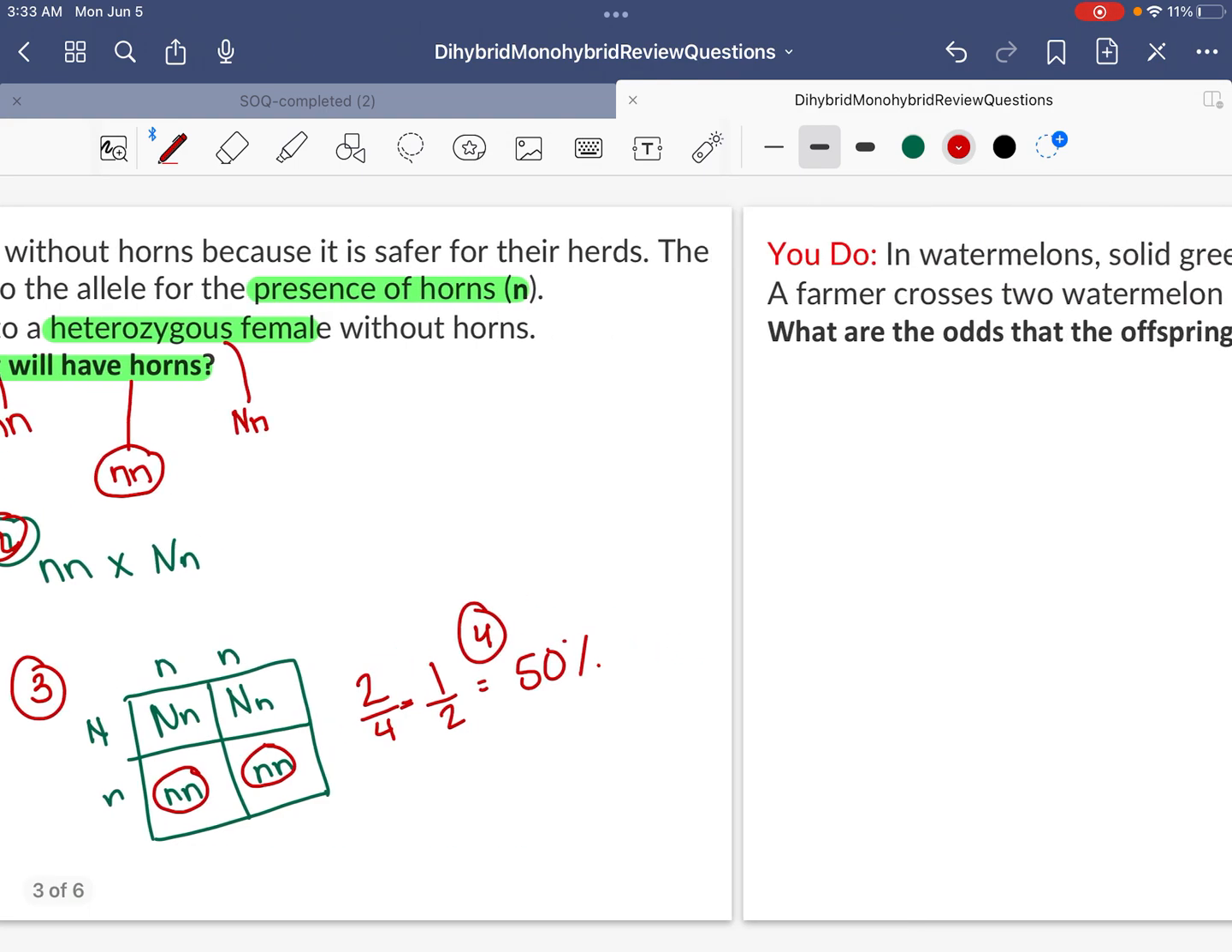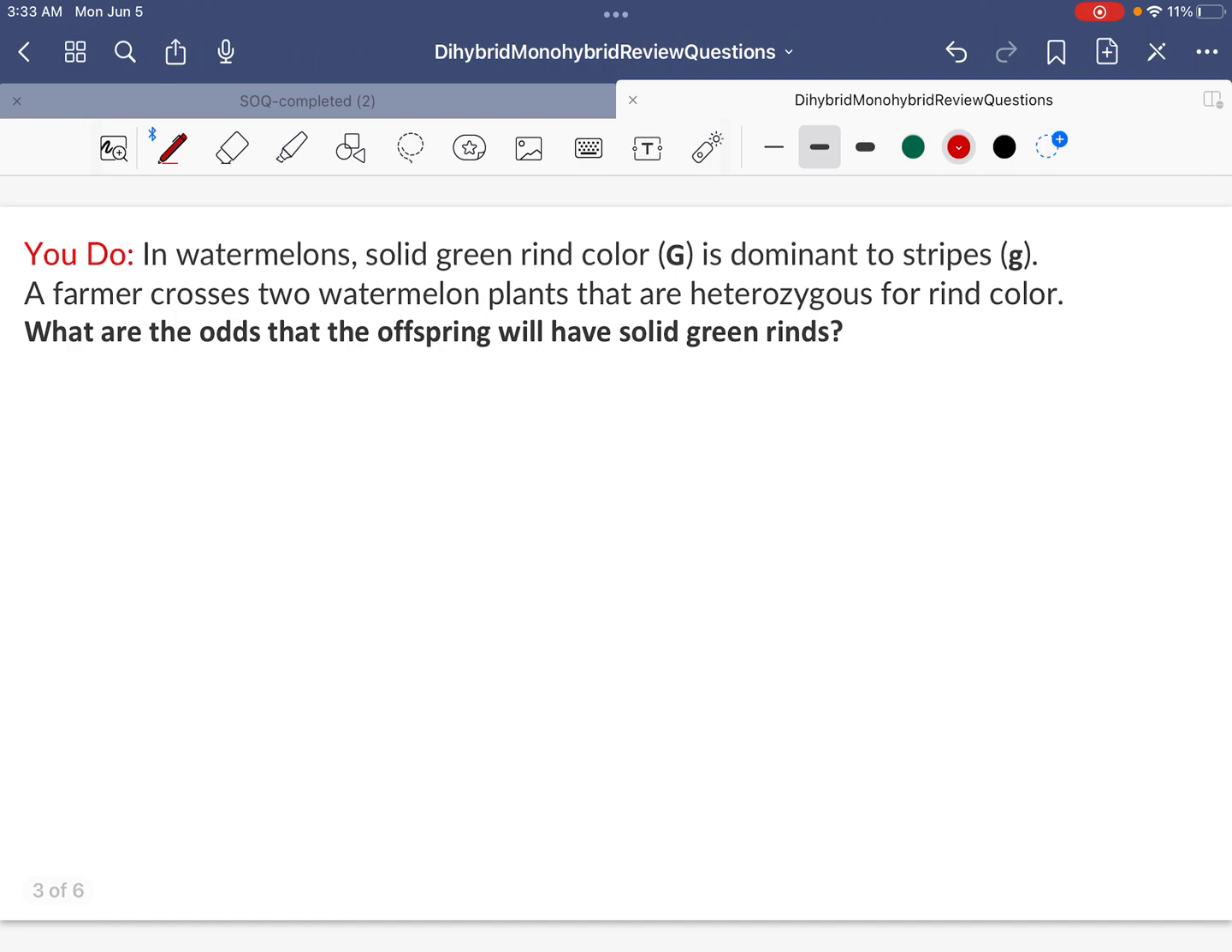Easy. And then lastly, for this one, you can pause the video and work on the question on your own, and then I'll make sure to write in the answer. Again, make sure to go through the 4 different steps, and you have scratch sheet of paper to work on. In watermelon, solid green is capital G, which is dominant, and stripes is lowercase g.